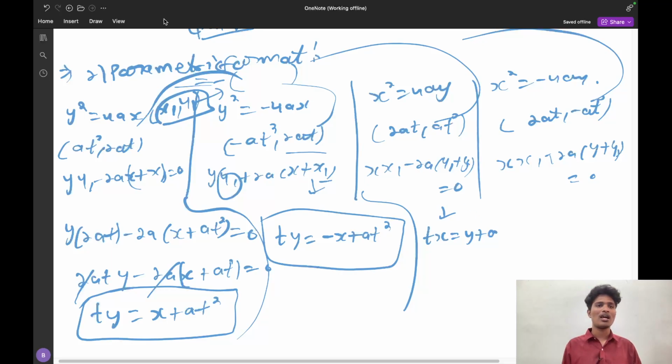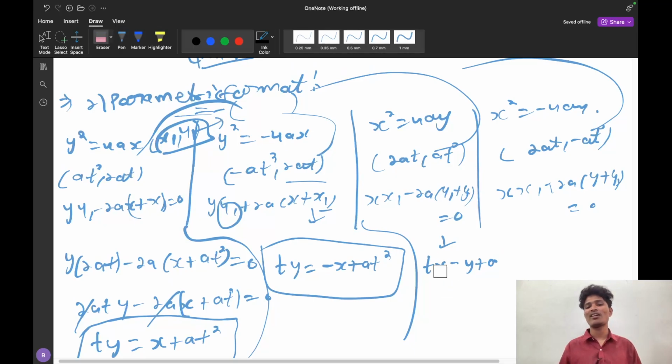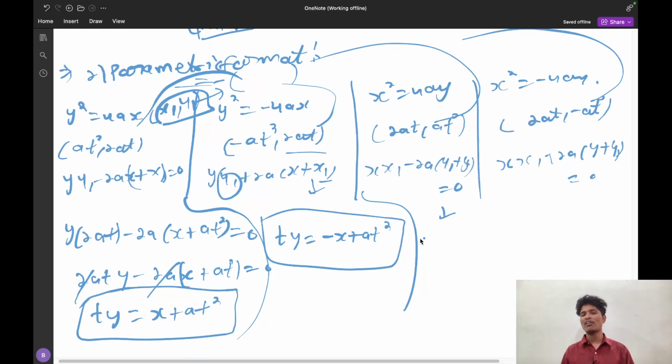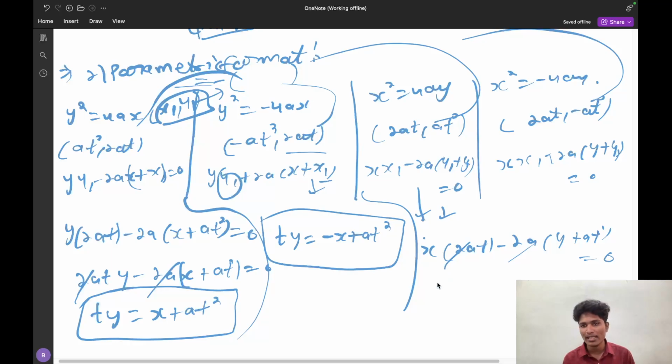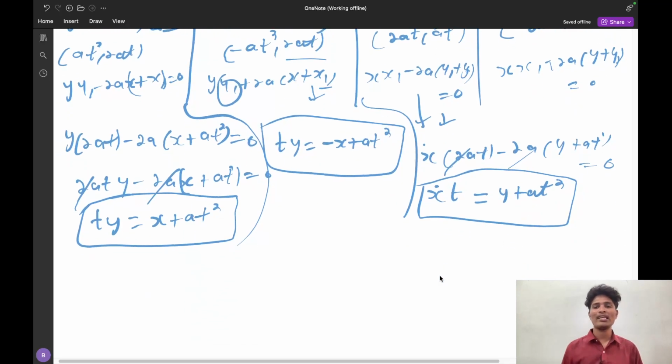Yes or not? I will verify, because we cannot write blindly, we have to check once. After checking, you can write directly. Substitute here: x into 2at minus 2a into y plus at square. The 2a will get cancelled and you will get xt is equal to y plus at square. Yes, what we have written is 100% correct. That is xt, or you can write as tx is equal to y plus at square.